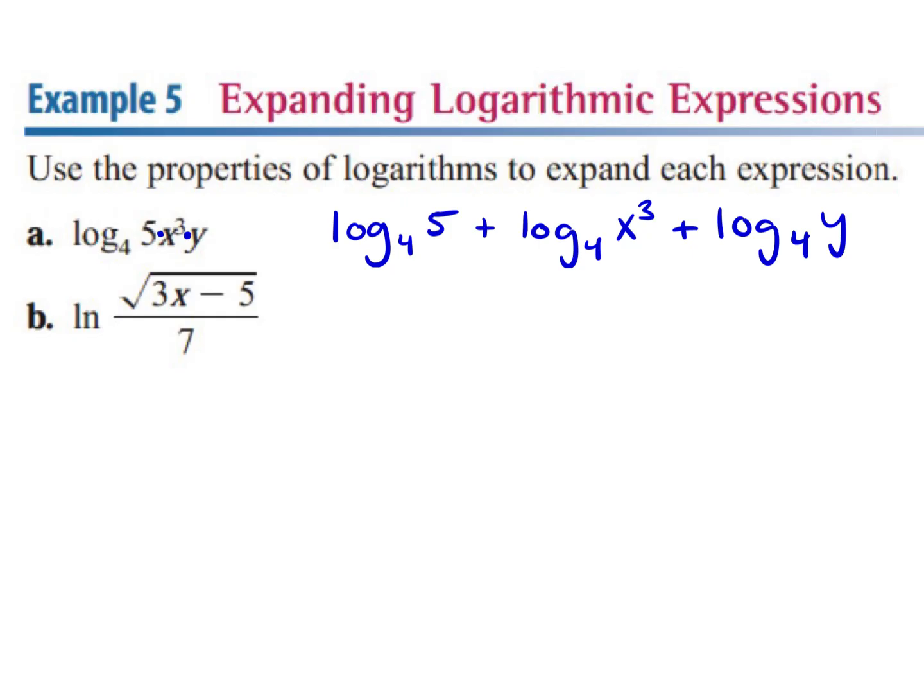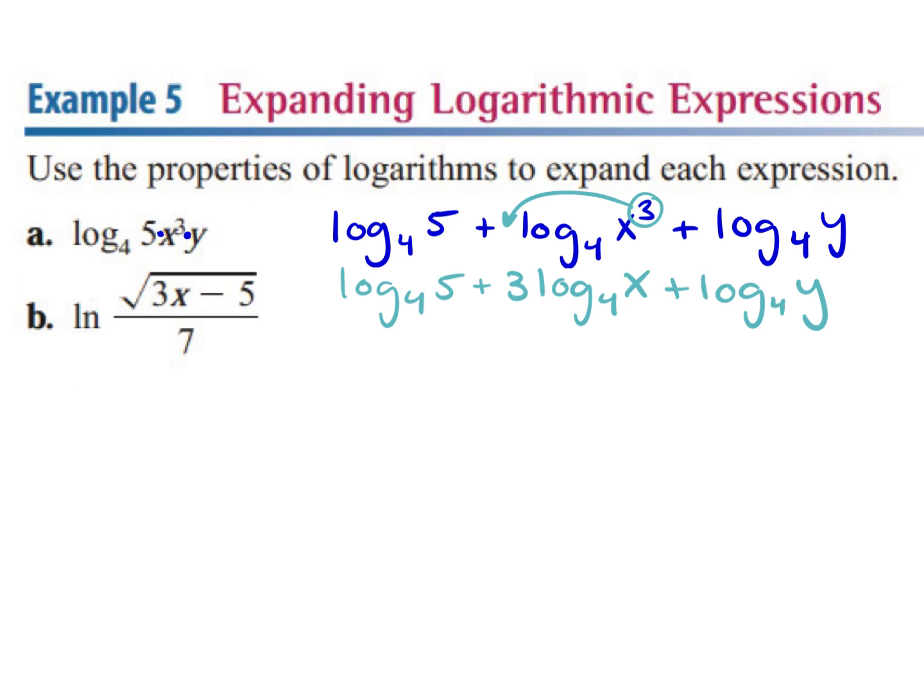So then one more step that we have to do, any exponent that we see, we want to turn it into a coefficient. So we've got log base 4 of 5 plus 3 times log base 4 of x plus log base 4 of y. So every time we break it apart, each term is going to get its own log. And we're going to end up with log of just one term. So if you're still multiplying like 5x, you still need to break that apart.